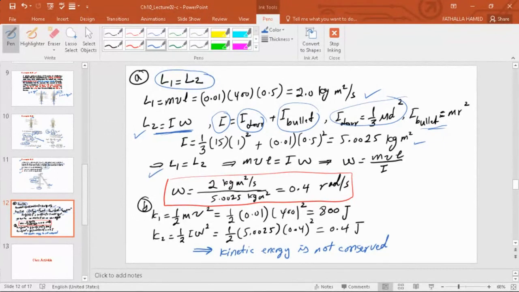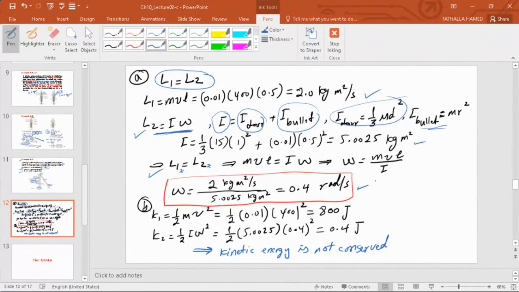So L1 equals L2. You can put a subscript Z here, okay, but I am omitting that because I told you from the beginning that we're rotating around the Z axis. So it will be mvl equal to I omega. Omega will equal mvl over I. The mvl is already calculated. It is 2 kilogram meter squared per second, and your I is 5.0025 kilogram meter squared. Now this will give you omega of 0.4 rad per second, and that's the angular velocity of the door.